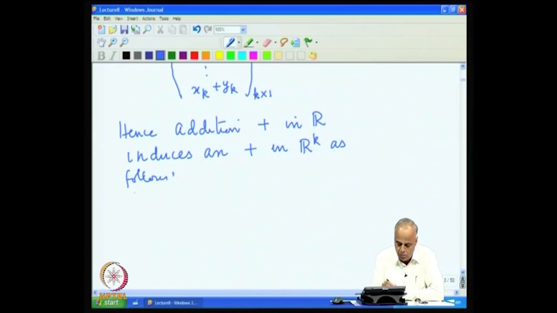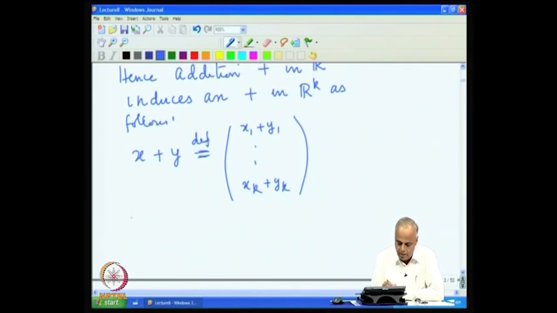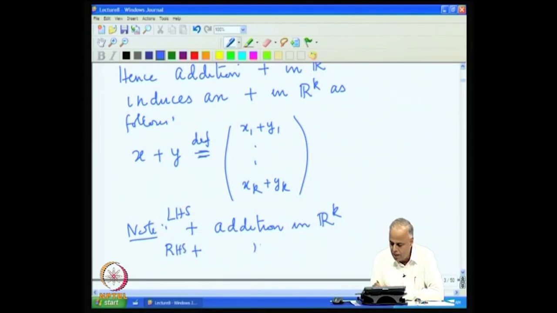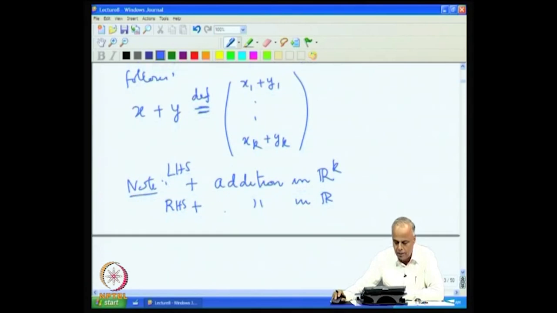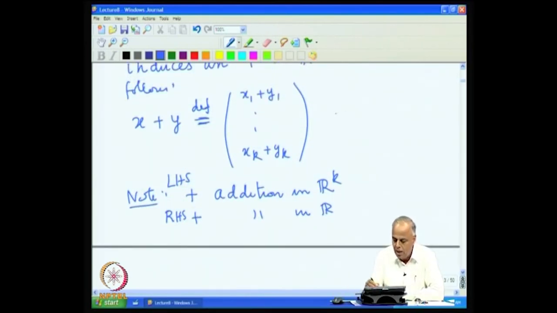If x and y are as above, x plus y is now defined as the column with entries x1 plus y1, and so on, up to xk plus yk. This is the definition. It should be noted that the plus on the left hand side refers to addition in Rk, which is being defined, and the plus on the right hand side, the RHS plus, is addition in R, which is known. That is, the known addition in R induces an addition in Rk. Thus we are able to start with two elements in Rk and define their addition, and the sum is in Rk.